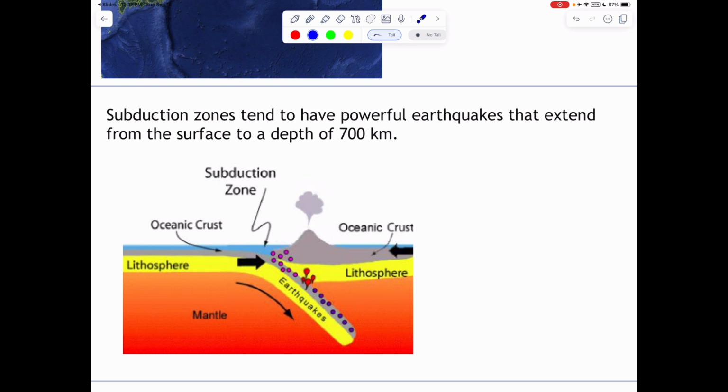powerful volcanoes here. In addition, we're also going to get very powerful earthquakes. Look at this. These are all some of the earthquakes that have happened, even down to 700 kilometers below the surface. That's massive. And those deeper earthquakes are more powerful. So remember, subduction zone, we're talking about powerful earthquakes and also more powerful volcanoes as well.